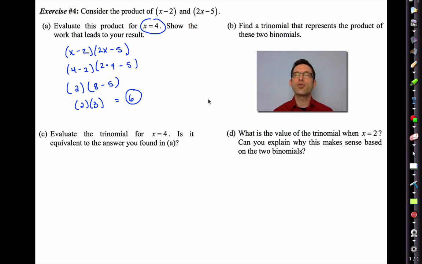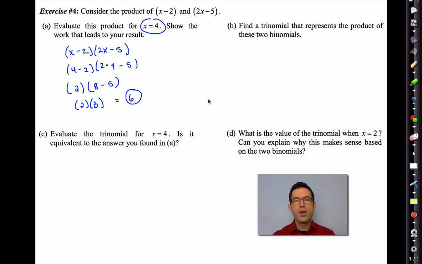Now letter B, find a trinomial that represents the product of these two binomials. We can do this using area, we can do it using foiling, we can do it using double distribution. I think I'll just do some foiling. First, outer, inner, and last.